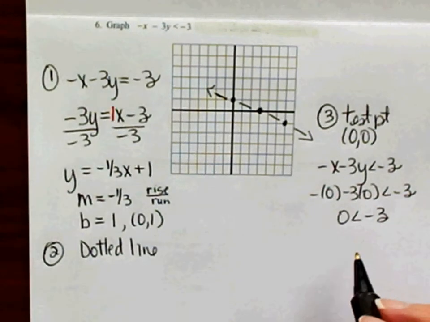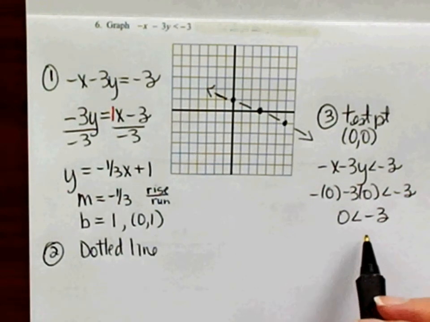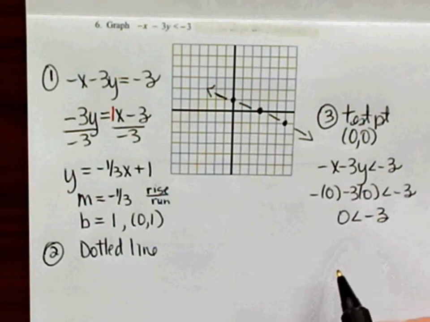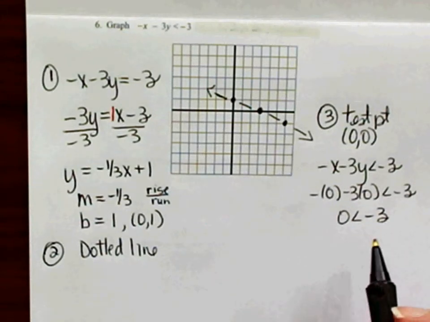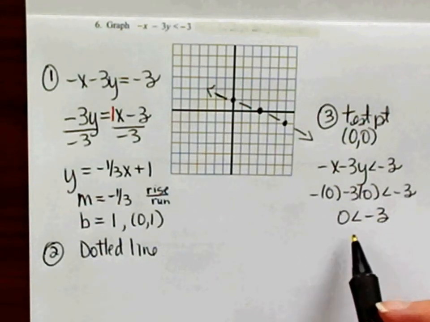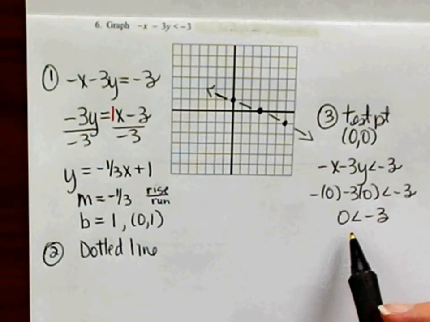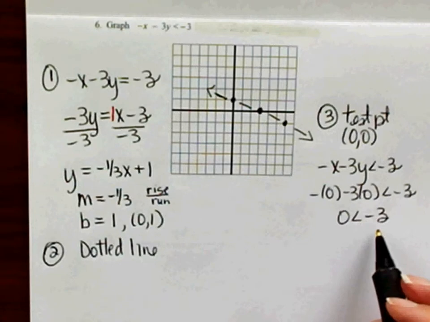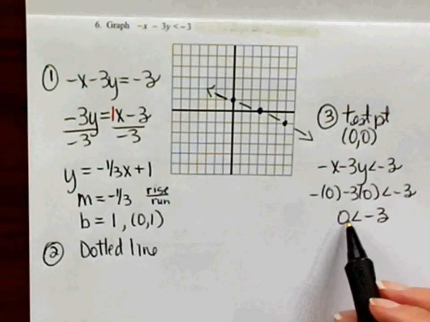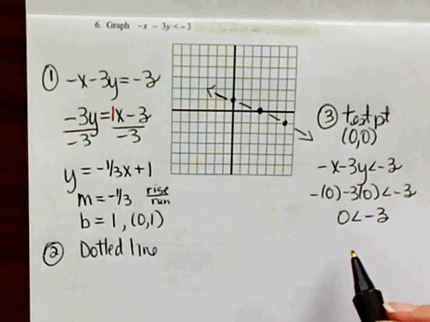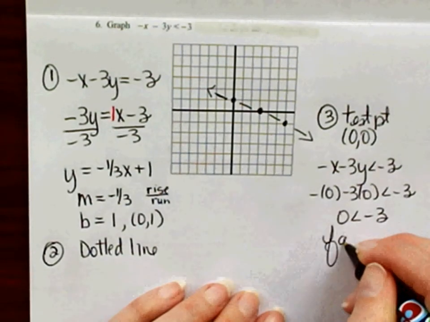Alright, so we're trying to determine whether that's a true statement or not. So is 0 less than negative 3? Well, you may want to think of it as money. Would you rather have a 0 balance in your checking account, or would you rather owe $3? Well, once again, 0 is not less than negative 3. So this is a false statement.